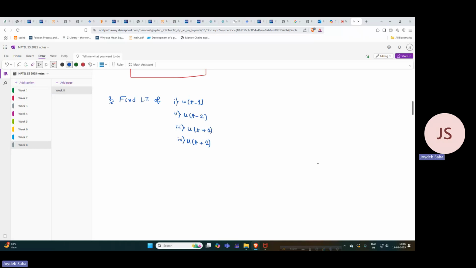Take 1 more minute and try to solve these 4 problems. Then I will solve it for you. But if you have any query, you can ask. Okay, so let us solve.